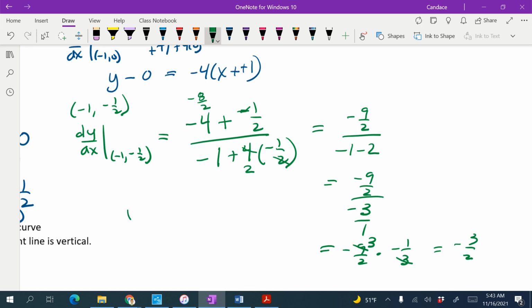So my equation of my tangent line would be y minus the y value of negative 1/2 equals my slope negative 3/2 times x minus negative 1. So all the negatives go positive. And that's where I would leave that.